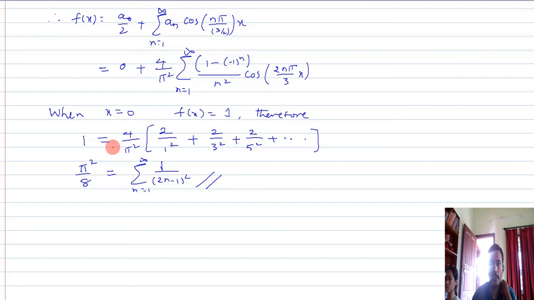When you shift this number, 4 into 2, 8 goes in the denominator, and pi square goes here. So we'll get pi square by 8 equal to the summation of 1 by 1 square, 1 by 3 square, 1 by 5 square. Only odd numbers. An odd number we denote by 2n minus 1 or 2n plus 1, whereas 2n denotes an even number. Okay. So that completes this second case of the Fourier series.